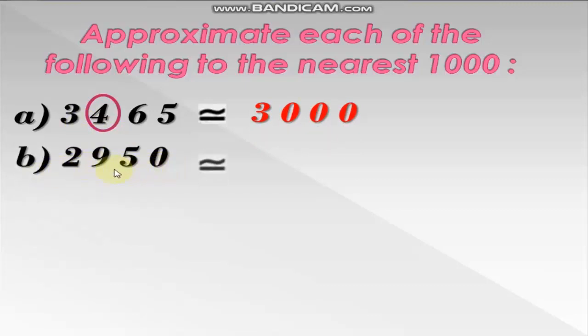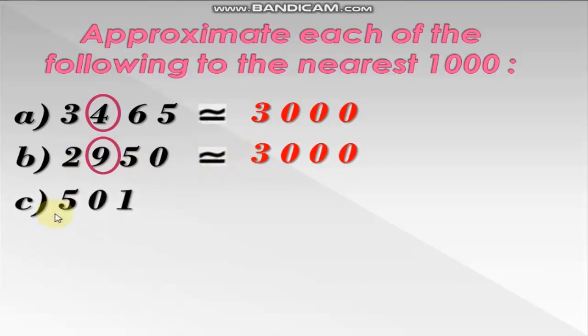Letter B, 2950. Thousandths here is number 2 and hundreds here is number 9. 9 is greater than 5. So we will replace hundreds, tenths and units by 3 zeros and add 1 to the thousandth. So number 2 became number 3. 2950 approximated to the nearest thousandths became 3000.